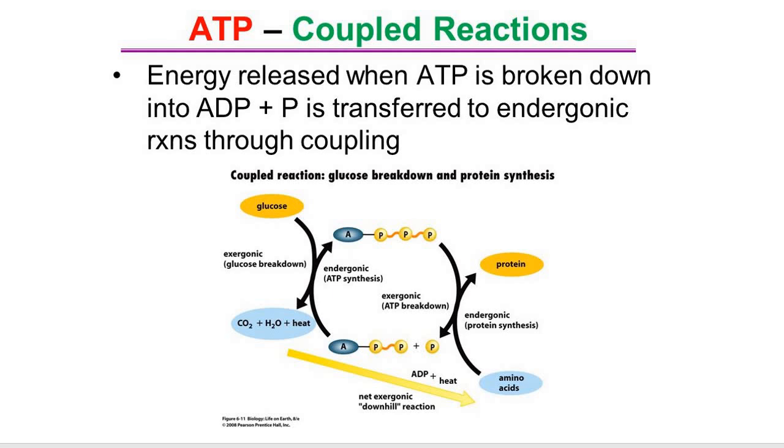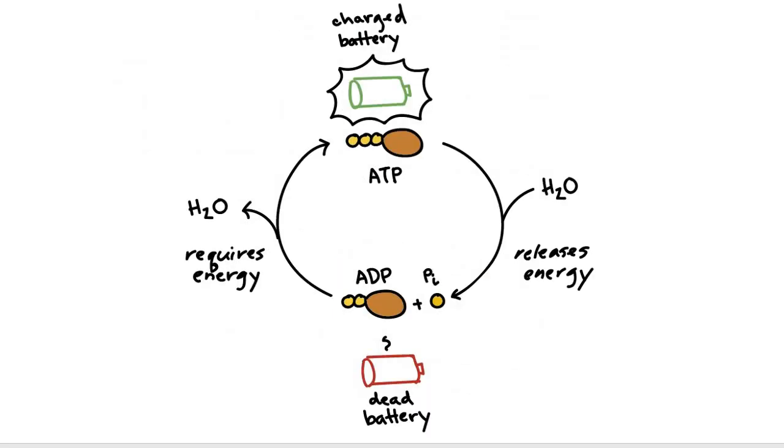So this is the schematic diagram you should look at and try to understand. Write it many times so that it is conceptually clear to you. Now, you can see here the cycle, the charged battery, ATP. Just imagine: with H2O, it releases energy and is converted into ADP and inorganic phosphate. Then the dead battery again requires energy and is converted into ATP. That's why we say adenosine triphosphate is the powerhouse of energy resources.